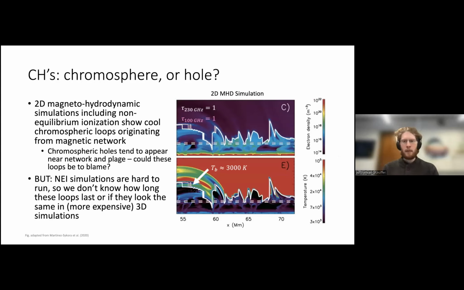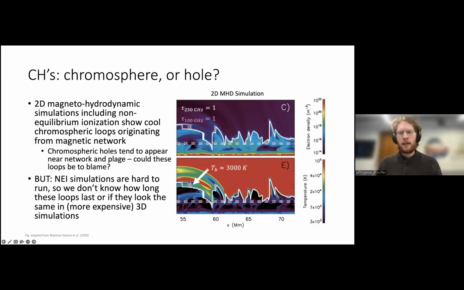So the first, and in my opinion, most exciting possibility is that these chromospheric holes show the presence of persistent regions of cool plasma within the solar chromosphere. And this conclusion is supported by some simulations, like the one analyzed in the figure to the right. Here, when the authors included some more complicated physics, such as non-equilibrium hydrogen ionization, into this 2D simulation, they found that cool electron-dense loops of gas could be suspended by magnetic field up into the chromosphere, where they could, in principle, be detected by ALMA.